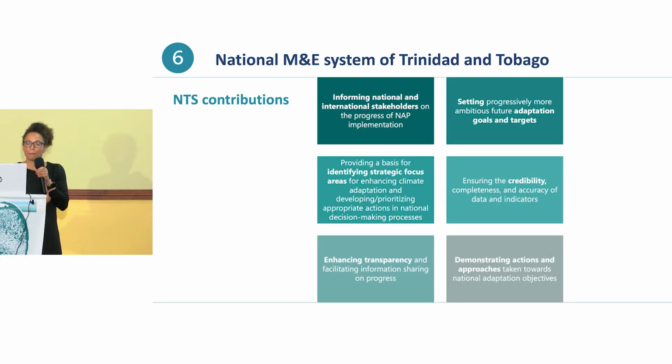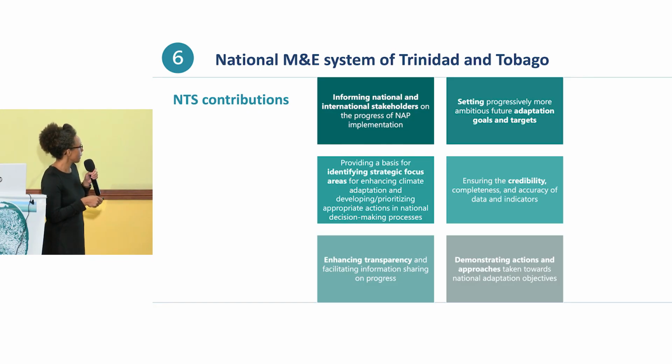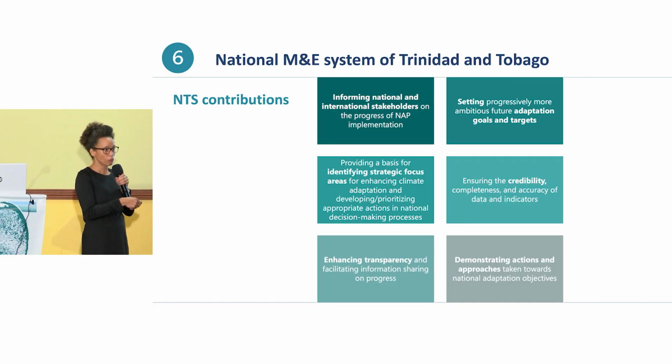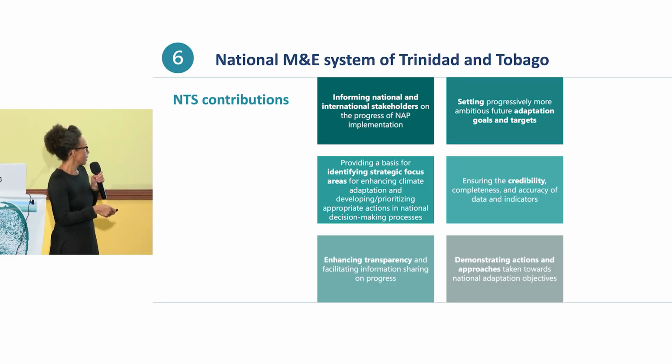And the national transparency system contributes to informing the national and international stakeholders, obviously, identifying strategic focus areas, enhancing transparency, very crucial, but also setting progressive goals and adaptation goals, and that is country specific. So our goals can be different from the goals in Barbados, for instance. Ensuring credibility and demonstrating actions and approaches.